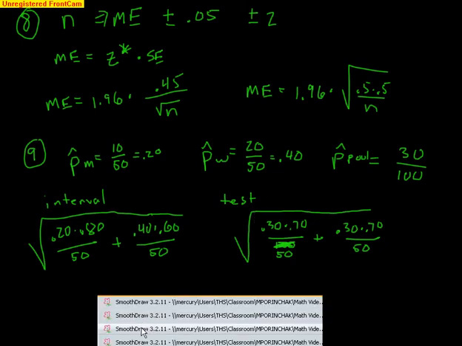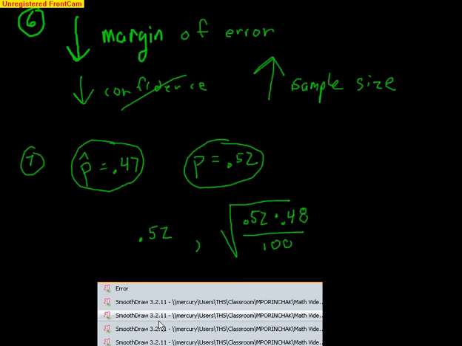Okay, next one. Moving on. Let's talk about power real quick and the type 2 error and all that kind of stuff. Remember, this is, I believe, number 10. When we're dealing with alpha, alpha is not only your significance level, but alpha is also equal to the probability of type 1 error. Beta is equal to the probability of type 2 error.